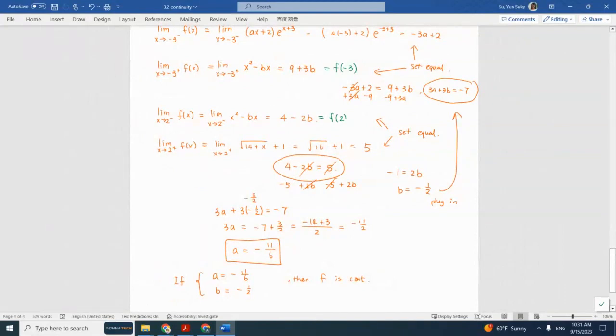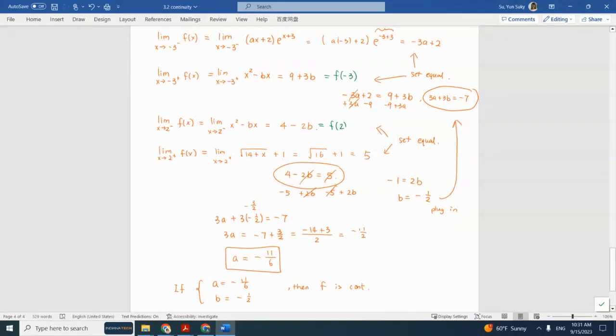Is that okay, everybody? So we have 3 pieces. We make sure they meet, right? So they meet at 2 points, the -3 and the 2. So for each point, we make sure the left side limit equals the right side limit. So in this problem, you get those 2 equations and you can solve for b here.